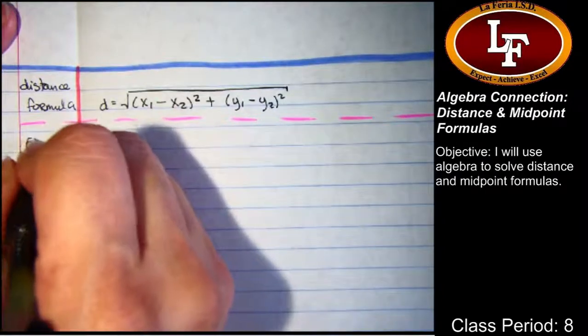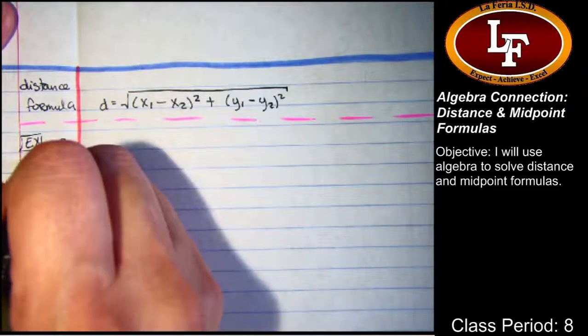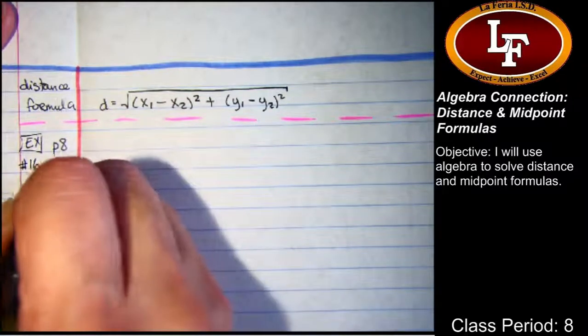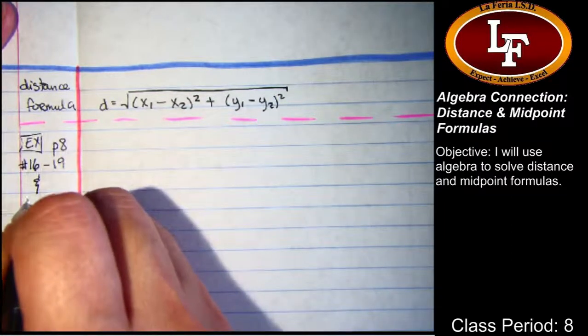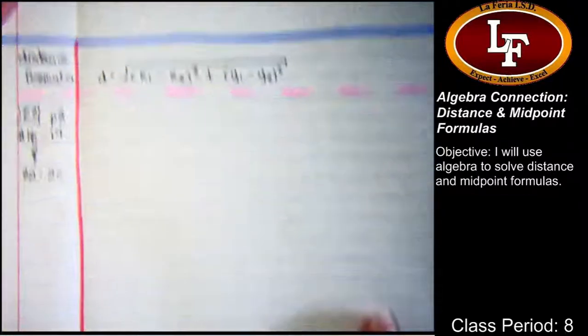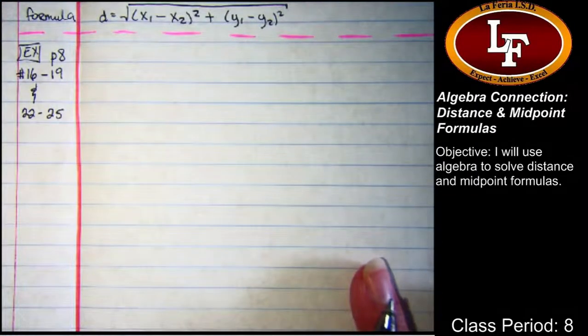This example will help you on page 8 to do numbers 16 through 19 and 22 through 25. So this one example should get you through almost the entire page.